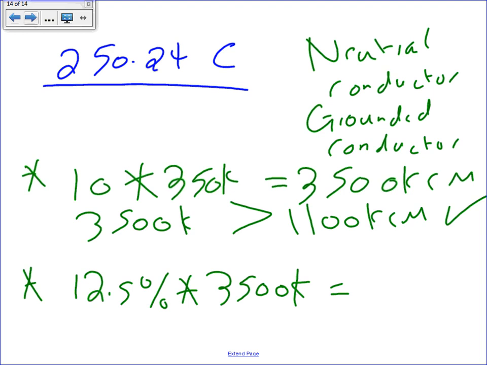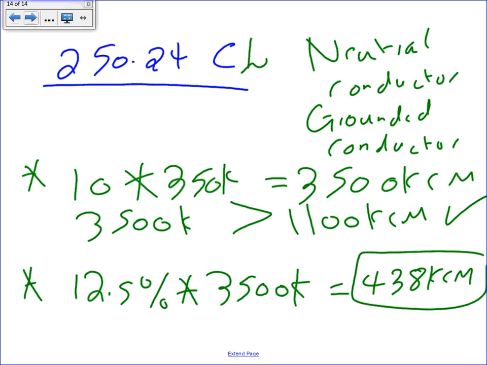This is in 250.24C1. Let's go directly to C1, right into where we are. 12.5% is 0.125 times 3500, which gives me 438 kcm. Okay, go ahead. I'm sorry. Why are we in C1? Grounded conductors brought to the service entrance equipment.